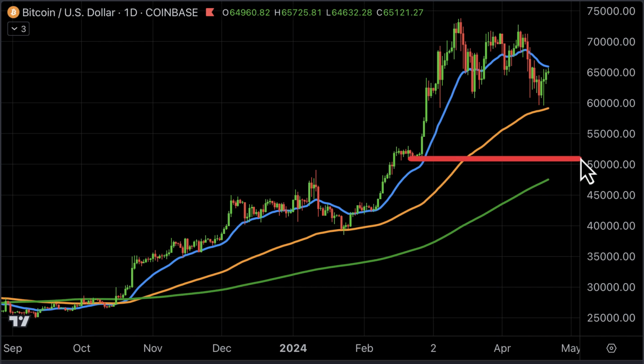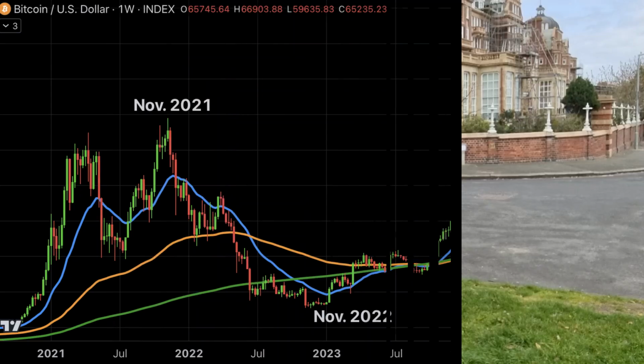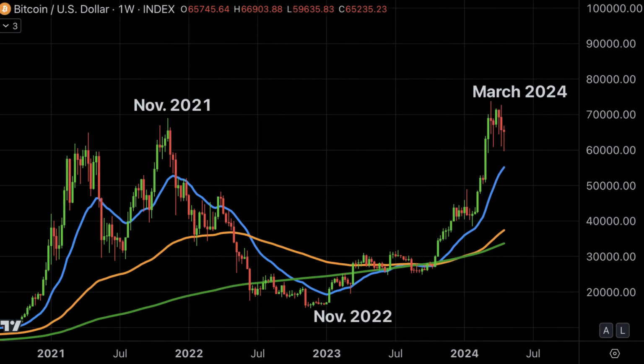So that really is my view, that as long as Bitcoin stays above key support at 50K, I'm still looking for much higher levels on Bitcoin, above the all-time highs, to the levels that I mentioned in my previous video. If you haven't seen that, go ahead and watch it.